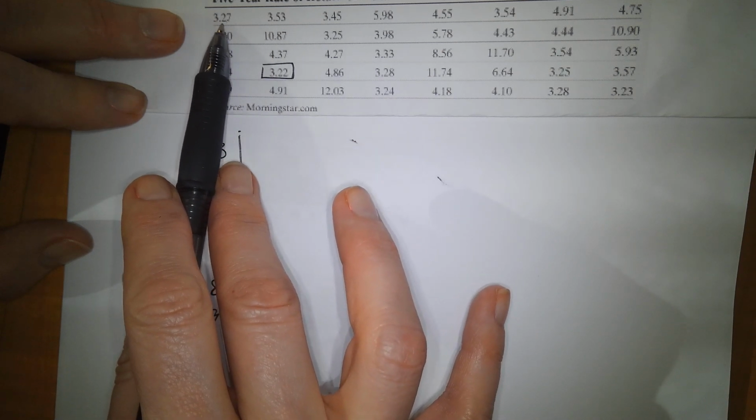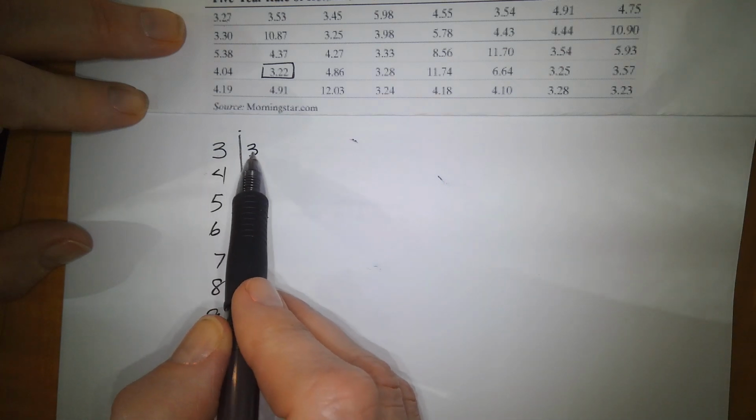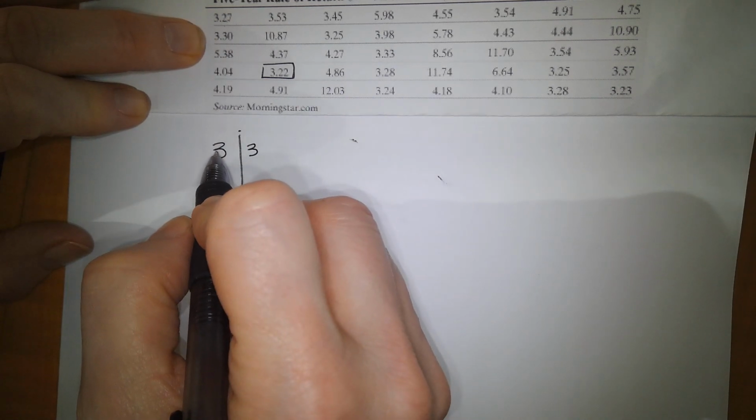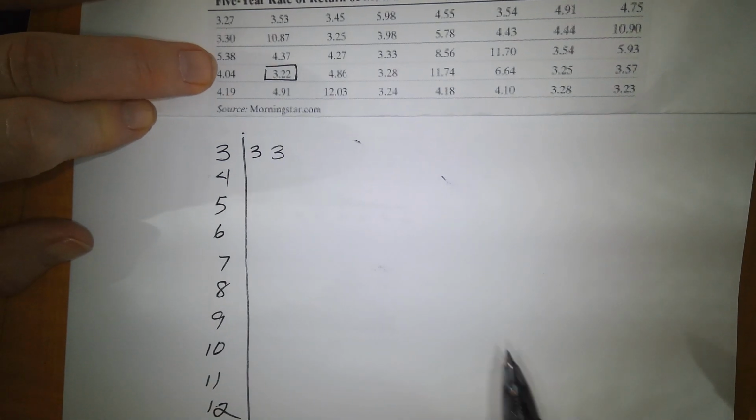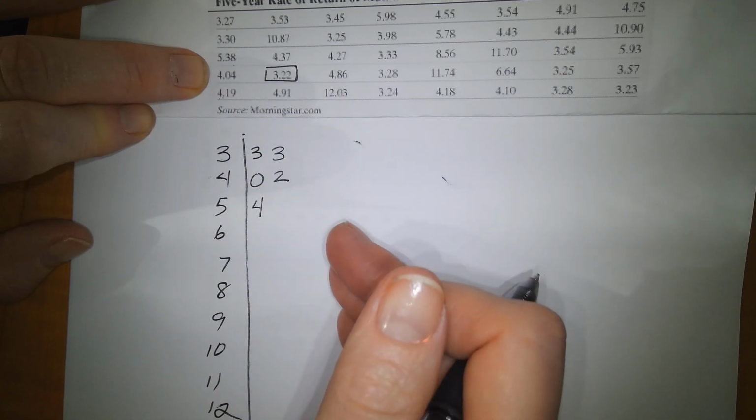So this would actually be 2.3. So I'm going to have 2.3 as one data point. So this represents 3.3. The next number is 3.3. It's the same one, so we'll write 3.3. Notice we don't write the stem again. This number is 5.4, so we'll write 5.4. 4.0. 4.2. Notice we're only writing the leaves on the right-hand side.